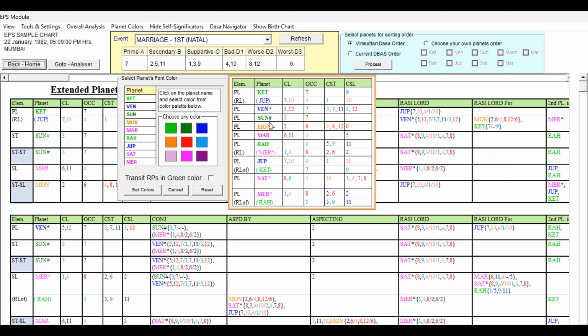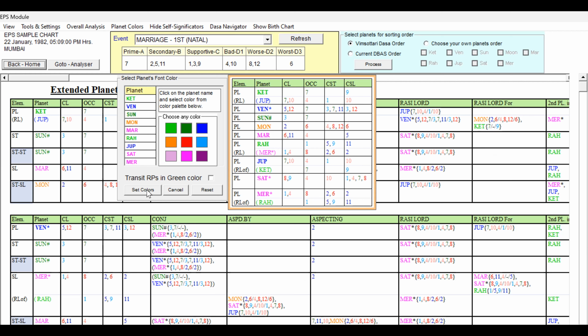Moon is having 2, 6, 4, 8, 12 and 6. It is having favorable only the second house; all others are unfavorable, the 2, 8 and 12 and 6th sublord. So this is red color. Pink shade means mixed one. So according to their self-signification strength, manually we can assign these colors. We can select a planet and assign any of the colors. That option is there in the software.